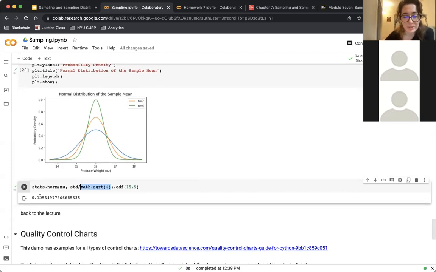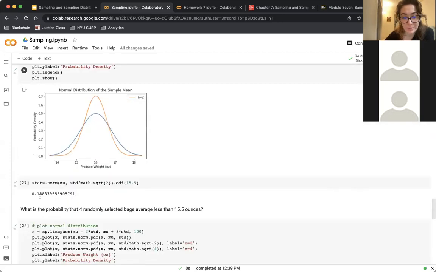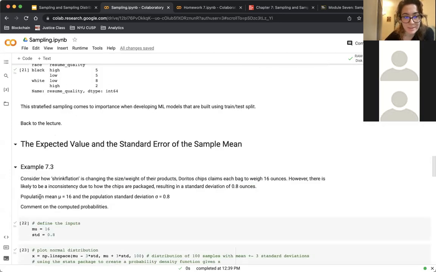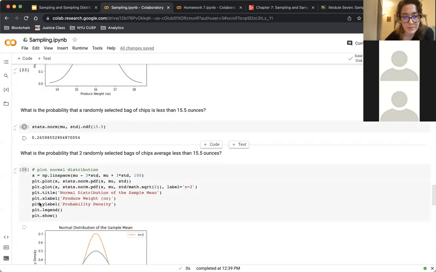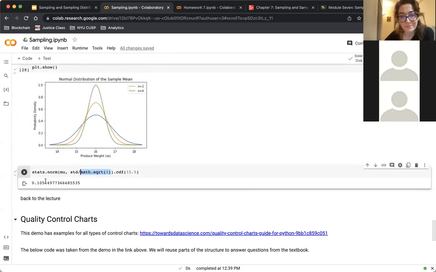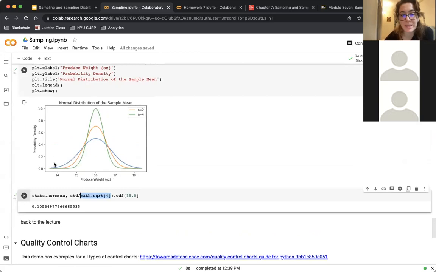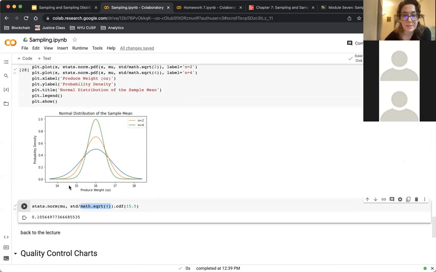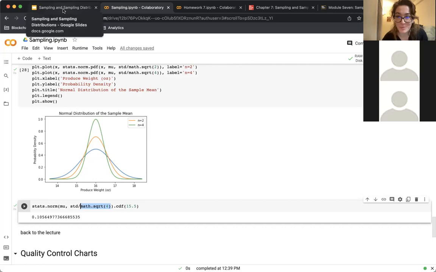So the probability goes down from, I think it was like 26, yeah, to the probability being 10. And you would assume if we were to take more samples, again, we'd get closer to the true probability. And these are just distributions that represent how the sample mean isn't always 16, but we have a distribution that shows. So that's why the x-axis is that distribution. And now we'll go back to the lecture.